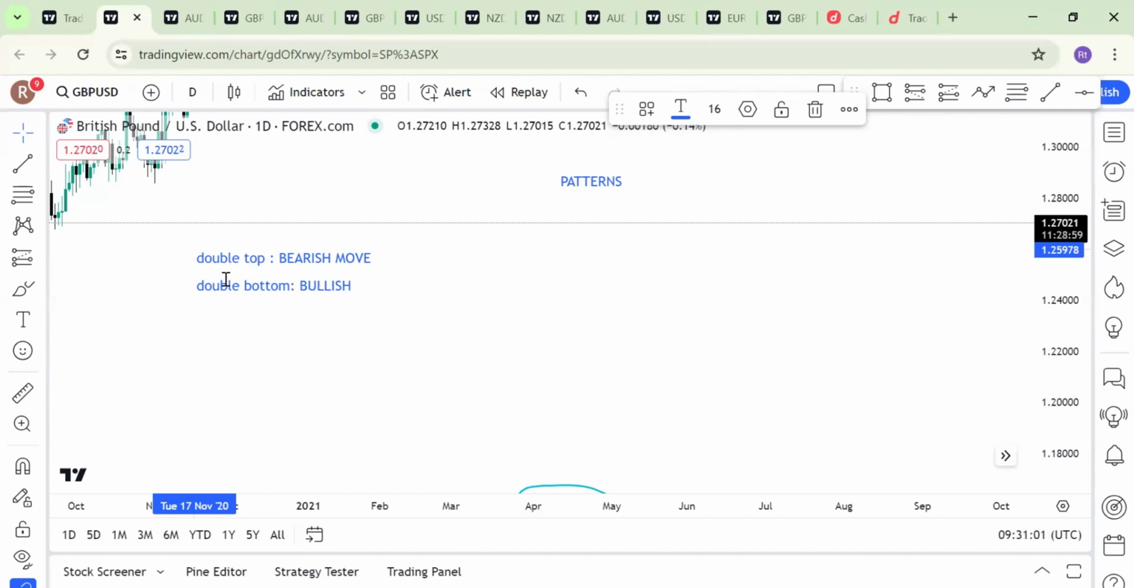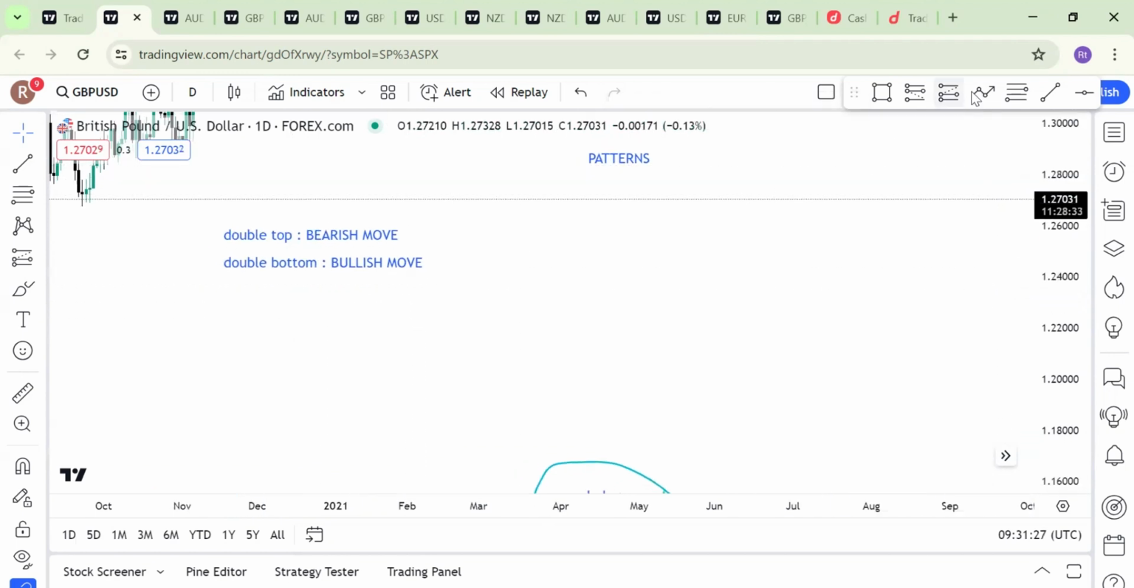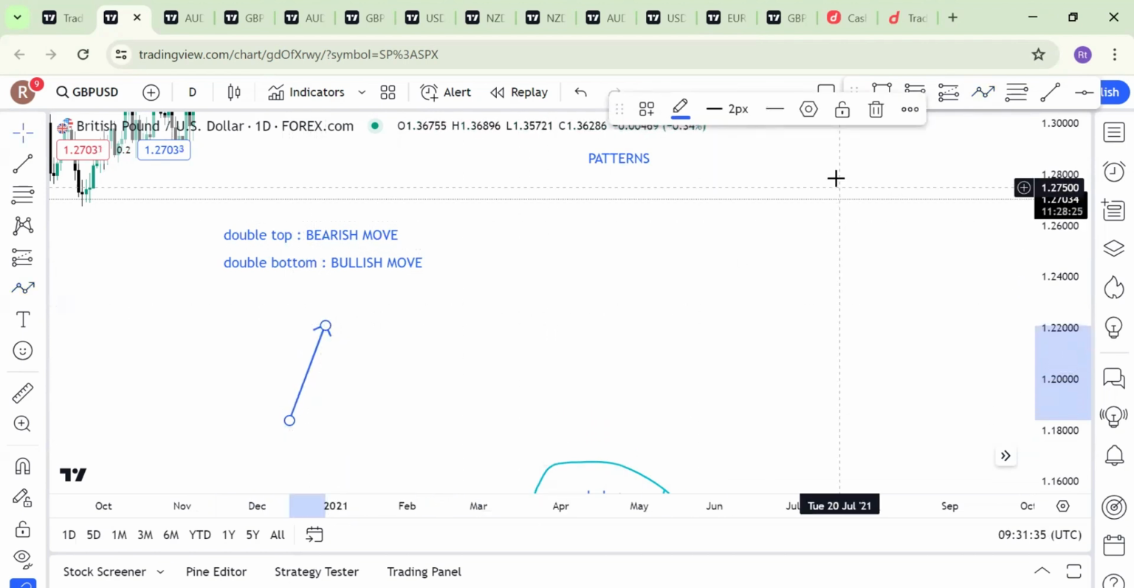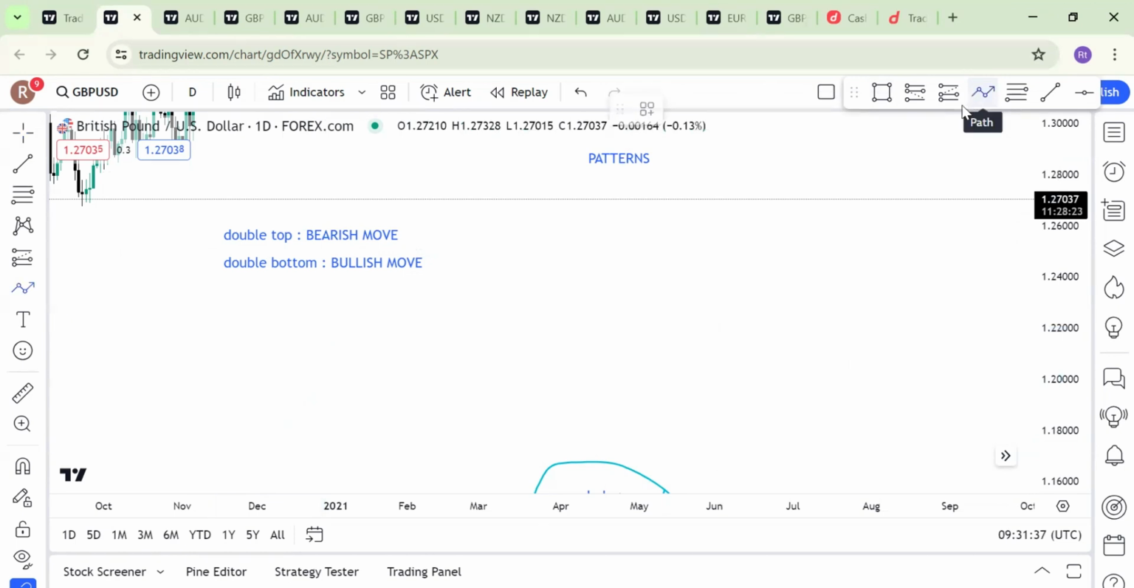So whenever you go to your charts and see a double top, you know that a bearish move is imminent. And whenever you see a double bottom on your chart, you know that a bullish move is very imminent. I would like to show you how a double top looks before we go to the chart. This is an example of a double top. A double top will create something like this.